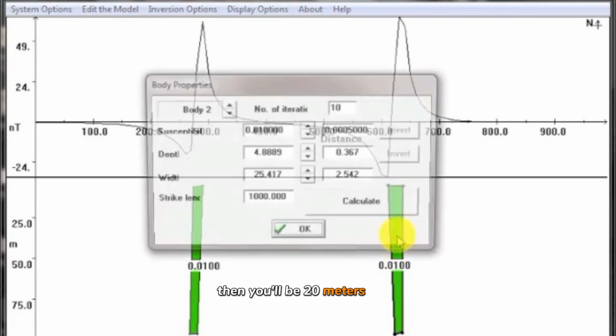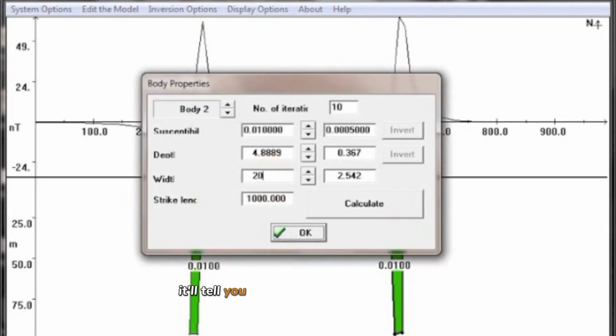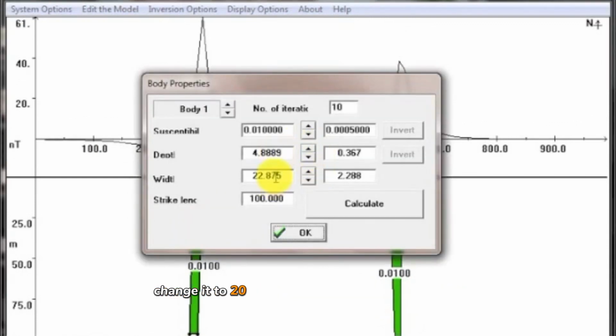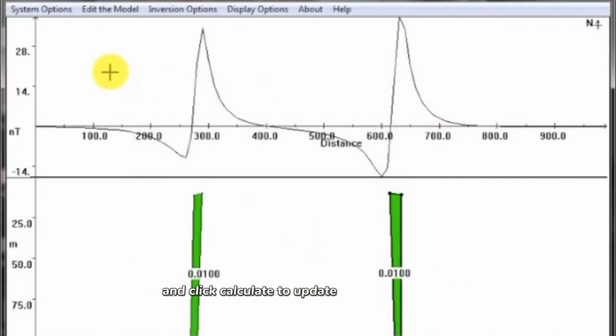Then you'll be 20 meters wide. So if you double click on the body, it'll tell you how wide it is, and you can change that. And then you're going to be at a depth of 10 meters. And you can check this for the second body as well. Change it to 20 meters width and 10 meters depth. And click calculate to update the curve or click OK.